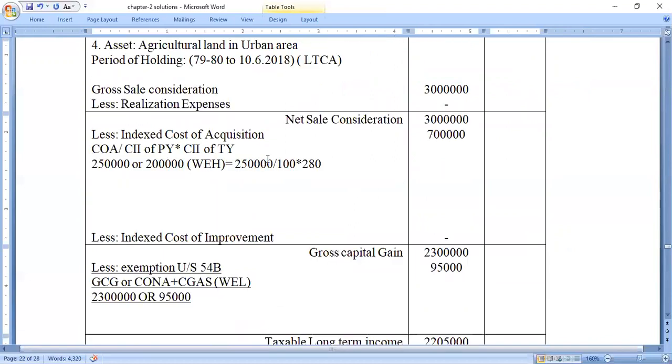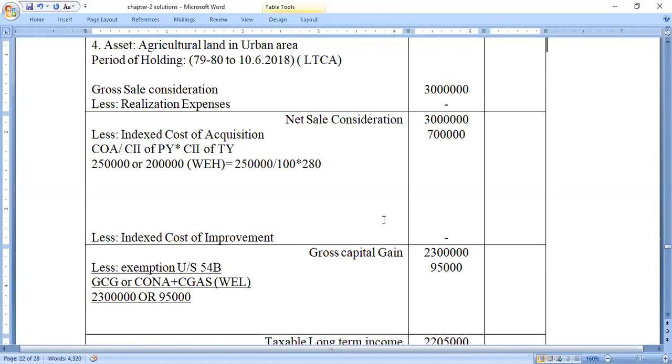So the highest value is 2,50,000, divided by CII of purchase year. Since the asset has been purchased before 1/4/2001, the CII value will be taken as 100, into the CII of the transfer previous year, 280. So we get 7 lakh as the indexed cost of acquisition. And there is no information for improvement, so indexed cost of improvement has been taken as nil. So the balance amount, 23 lakhs, is the gross capital gain.